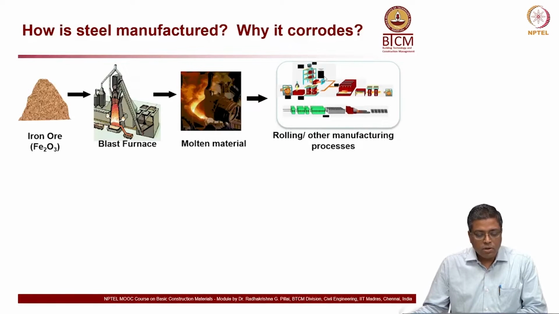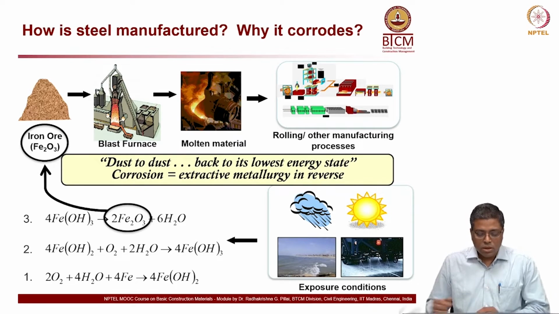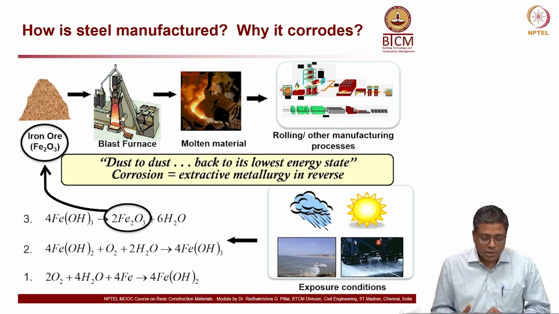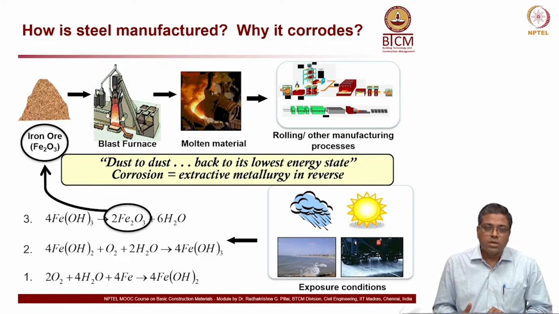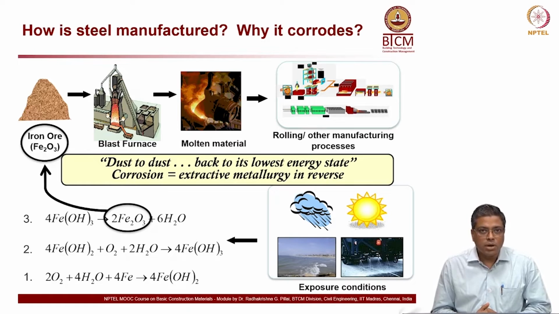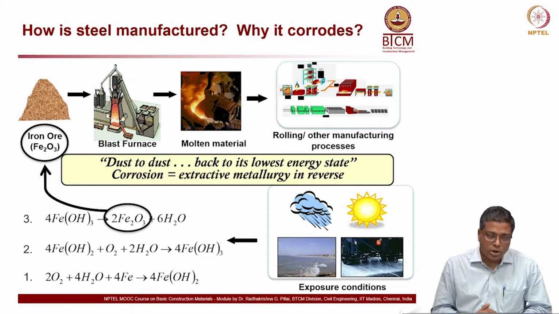Okay. Now, how is steel manufactured? We already looked at it, and why it corrodes. We looked at it in the previous lecture. Just wanted to emphasize one aspect here, that steel is manufactured from iron ore. So essentially, because of the heat treatment and the mechanical treatment given during the manufacturing of the steel, the energy level of steel is higher than that of the iron ore.